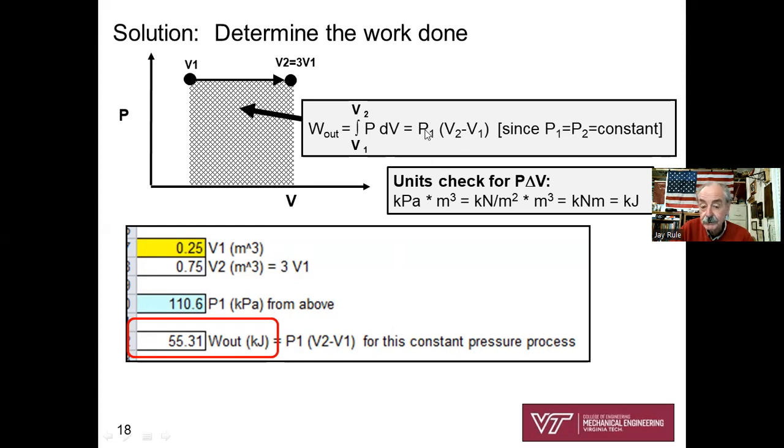And you see, look at your units. You've got kPa, kilonewtons per square meter, times delta V, cubic meters. So that's going to be kilonewton meters, and a newton meter is a joule, so it's kilojoules. And so there we go. Numerically, we've got 55.31 kilojoules, and I have circled my answer. If I'm doing this to turn in as a homework problem, I circle my answer complete with units. So, worked out.